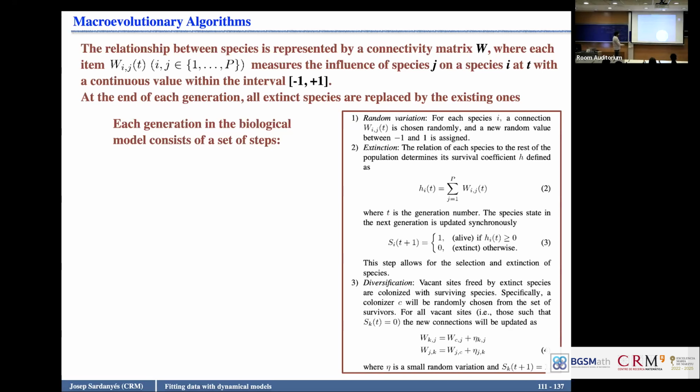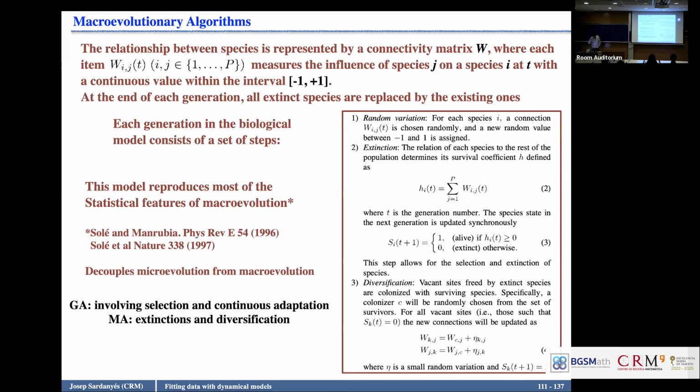And then we have the diversification, because when, for example, you have a forest and there is a fire and you have a macro extinction, then you can have movement of new individuals and you can have a process of diversification. But it's mainly that in the vacant sites that have been left because species have died, we are introducing some variation. And this is like the mutation operator. This is a very abstract ecological jargon.